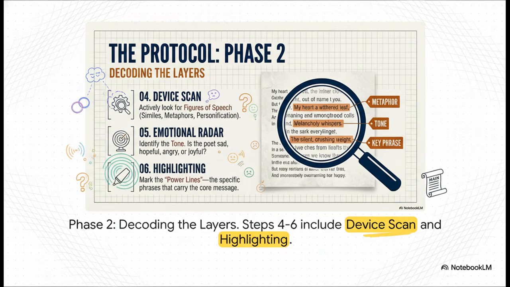Next up is Phase 2, where we decode the layers. This is where we dig a little deeper. Step 4 is the device scan. You actively look for figures of speech. Step 5 is your emotional radar. You try to identify the tone of the poem. Is it happy, sad, hopeful? And Step 6 is highlighting, where you mark the most important lines.